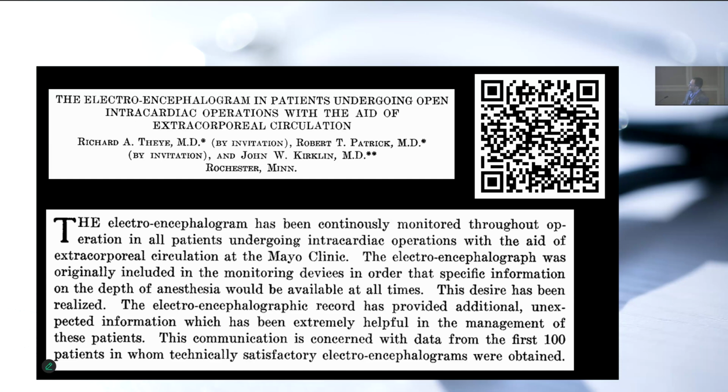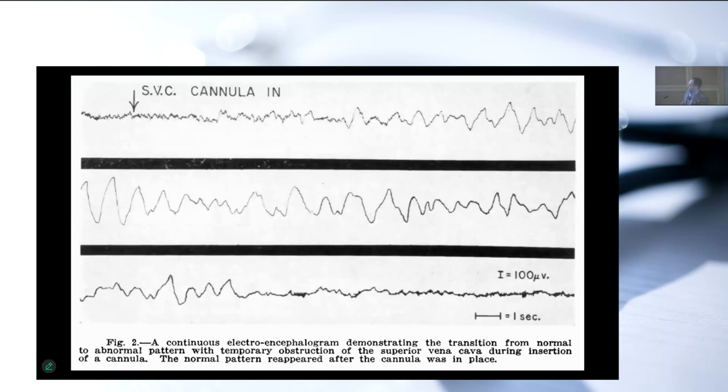They used it for anesthetic adequacy, for depth of anesthesia, but then they also found in this paper, and I'll show you, that it provides some additional information related to patient safety on pump. And so I'll show you some examples.